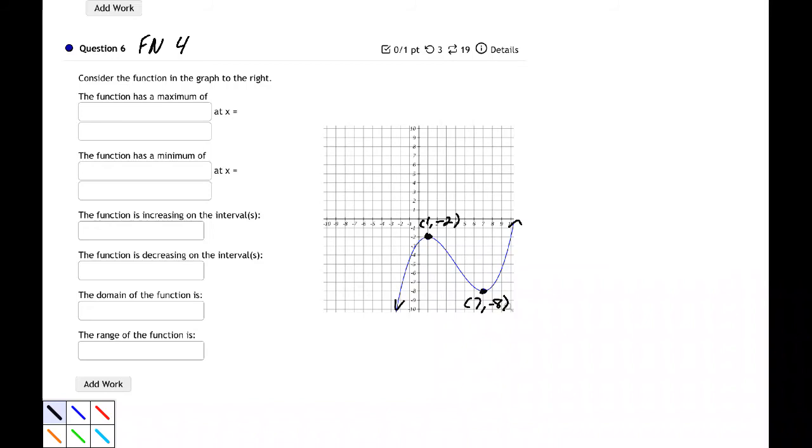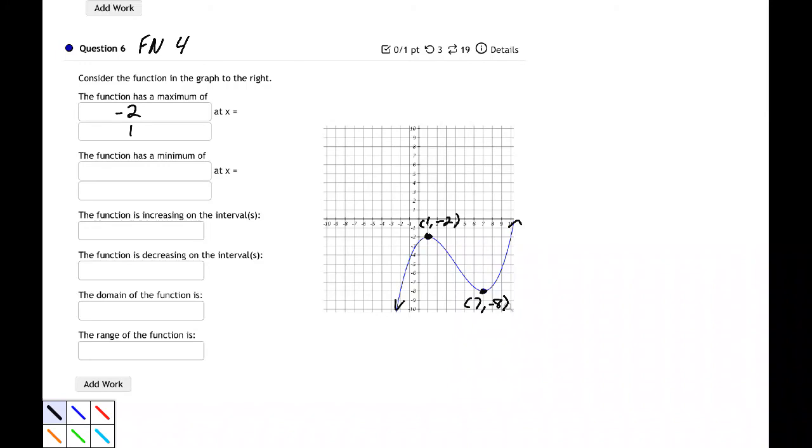Now the first part of our question says the function has a maximum of what at x equals what? Well, maximums occur when a function changes from increasing to decreasing. So as I was reading, I said it increases to 1, negative 2, decreases to 7, negative 8, and then increases forever. The one place where it changes directions, going from increasing to decreasing, is the point 1, negative 2. So the maximum for that point is negative 2. So it has a maximum of negative 2 at x equals 1, because we had the point 1, negative 2.